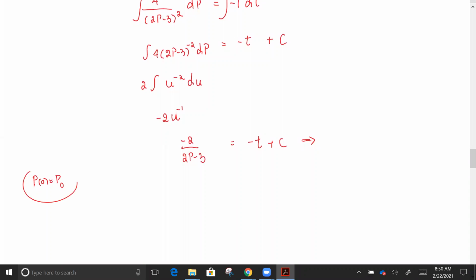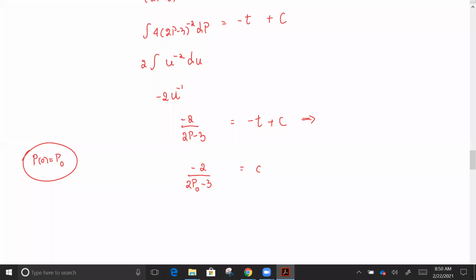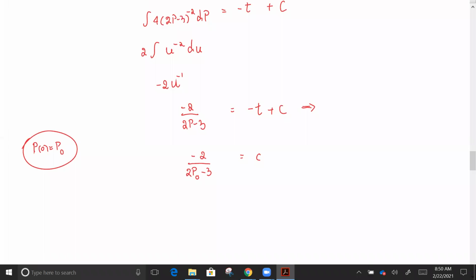Okay, for this case, as t equals 0, we get C equals negative 2 divided by 2 times P0 minus 3. It just comes right out. But yeah, you're gonna deal with the fraction form. It's kind of pros and cons. And then after that, we get the solution in the form of negative 2 over 2P minus 3 equals negative t minus 2 divided by 2P0 minus 3.